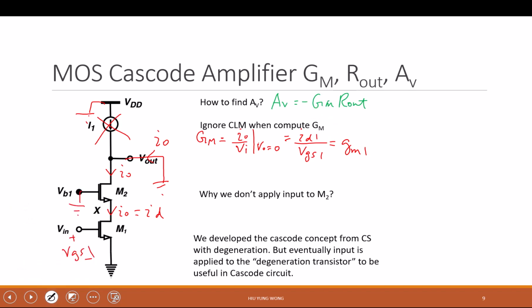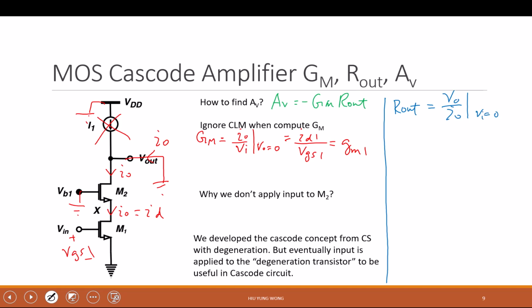Then the second thing I need to find is what is R out. And you learned that already. R out equals what? What is the definition? V out over I out when V in is 0.